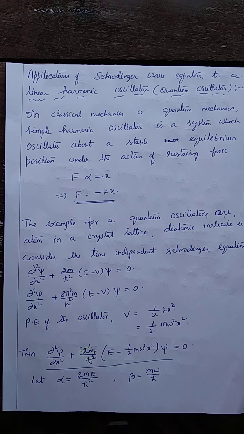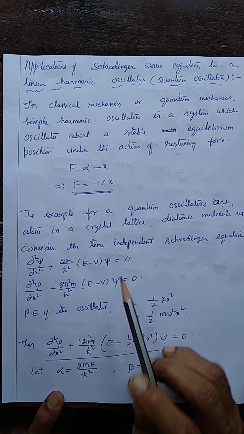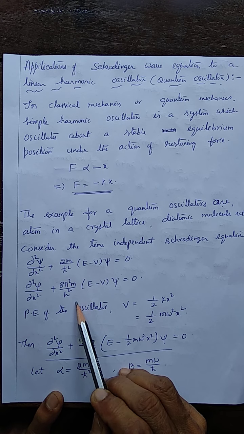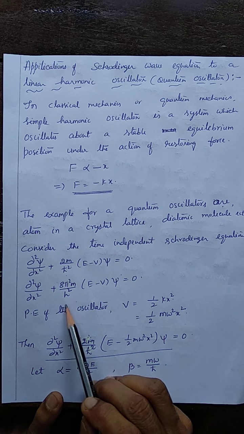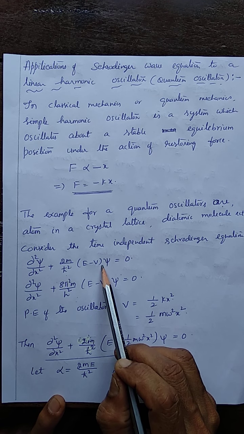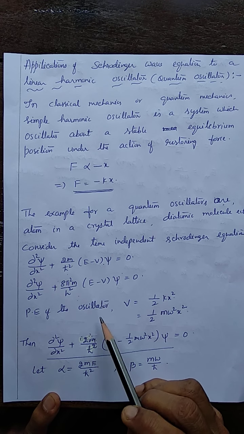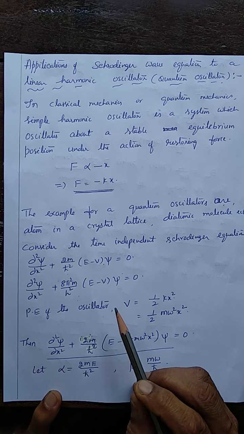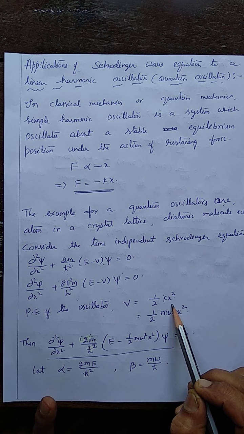Here, we consider the time-independent Schrodinger equation. So this is the equation. We already derived this one, or it can also be written like this. H bar is h by 2 pi, squared, and to simplify you get this. So this is the expression for the time-independent Schrodinger equation. Here V is the potential energy of the harmonic oscillator. We consider the quantum oscillator, and V, the potential energy, is given by half kx square.